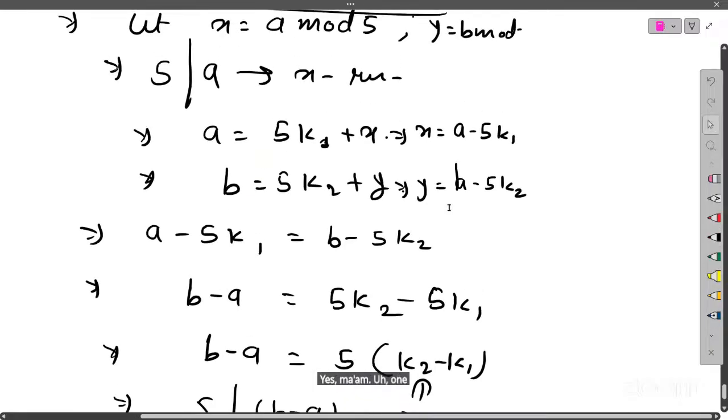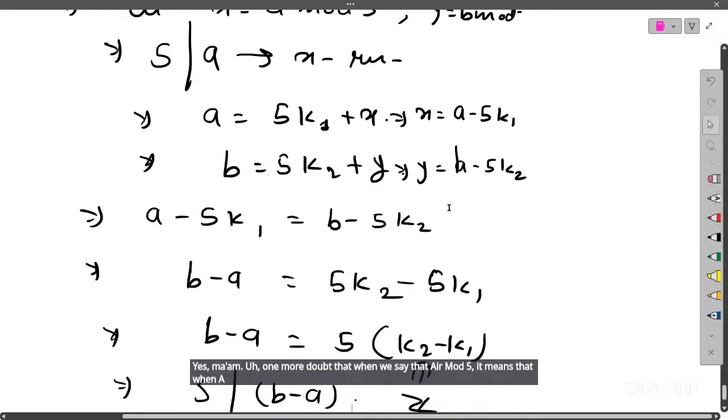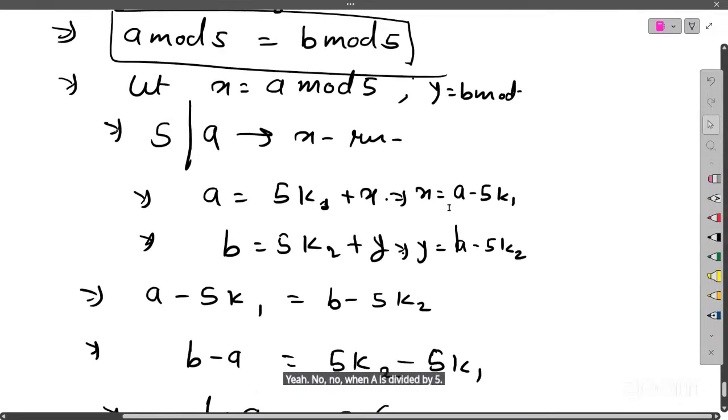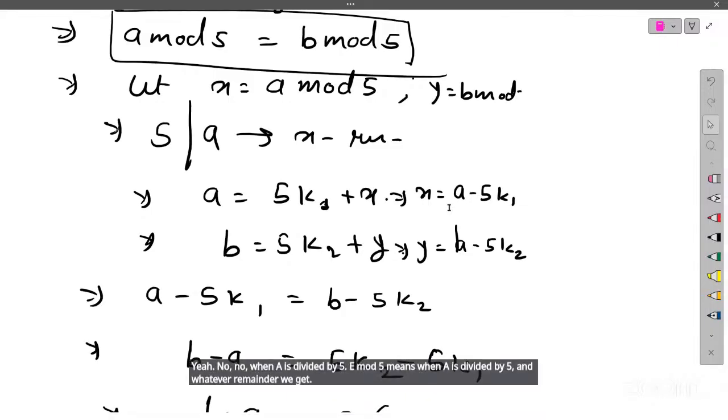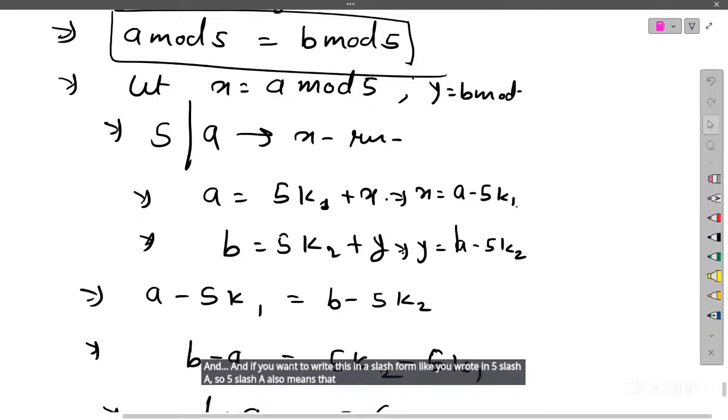One more doubt: when we say a mod 5, it means when a is divided by 5? Yes, when a is divided by 5. A mod 5 means when a is divided by 5, and whatever remainder we get. And if we want to write this in a slash form, like you wrote 5 slash a, does 5 slash a also mean that?